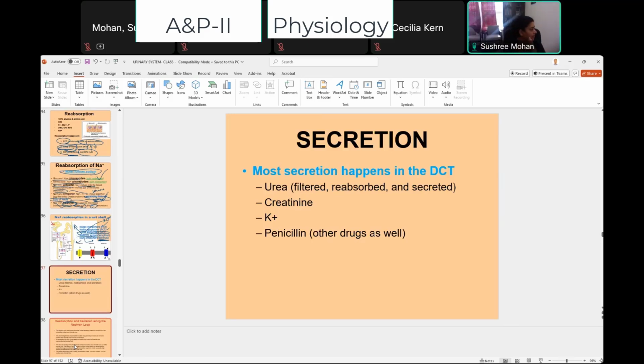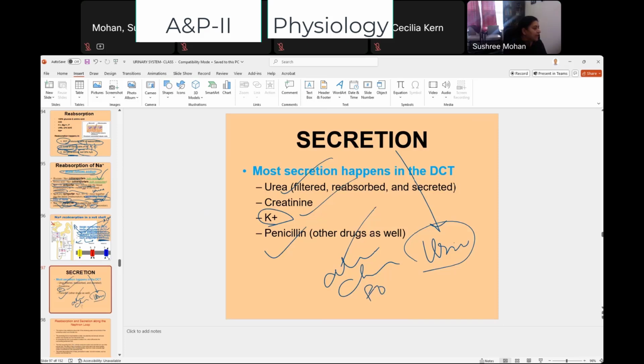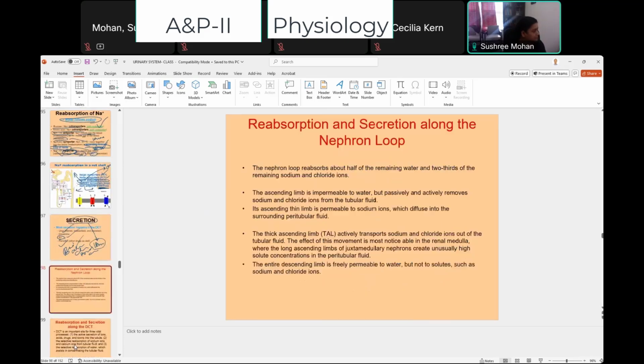We'll go into secretion, which is the last part. What is secreted out? What goes out in the urine? We have urea, creatinine, some amount of potassium, penicillin, drugs, alcohol, chemicals, food coloring agents, all of the bad substances, they're going to get secreted out. So whatever I explained, the whole explanation is mentioned over here.